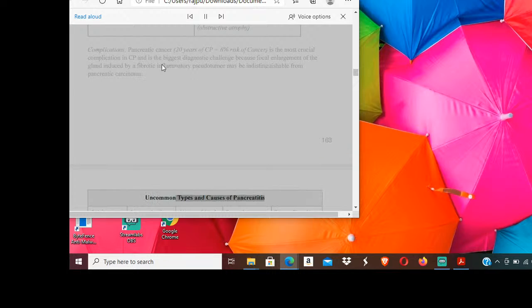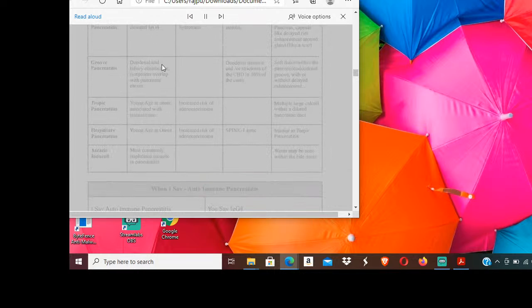163. Uncommon types and causes of pancreatitis. Autoimmune: associated with elevated IgG4, responds to steroids, sausage-shaped pancreas, capsule-like delayed rim enhancement around gland, like a scar, absence of attack symptoms. Groove pancreatitis: soft tissue within the pancreaticoduodenal groove, duodenal stenosis, biliary obstruction, strictures of the CBD in 50% of cases, symptoms overlap with pancreatic cancer, without delayed enhancement. Tropical: young age at onset, increased risk of adenocarcinoma, multiple large calculi within a dilated pancreatic duct, associated with malnutrition.